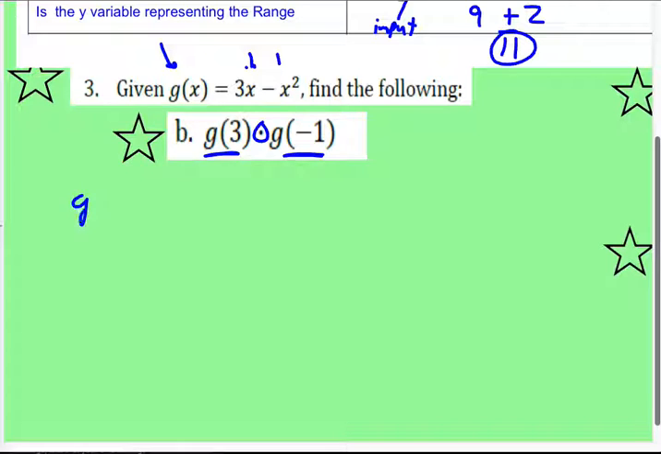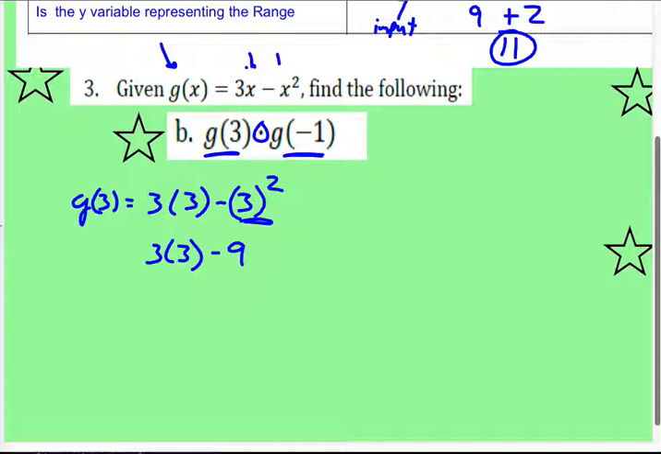So first of all, finding g of 3. That's going to be 3 times 3, plugging the 3 in for x, minus 3 squared. So this is 3 times 3. Squaring this 3 first, I get minus 9. I end up with 9 minus 9, or 0. So g of 3 equals 0. So keep that in mind. We're going to use that in a minute.